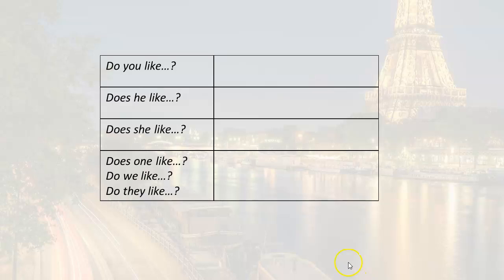Okay, so if I want to say, do you like with the tu, remember the statement is tu aimes, reversing the order would give you aimes-tu, and remember they're connected with a hyphen. So aimes-tu. And remember, this is considered a more formal way of asking questions. So there are other ways, and that is the topic of another lesson. So we're just going to stick with the inversion method here.